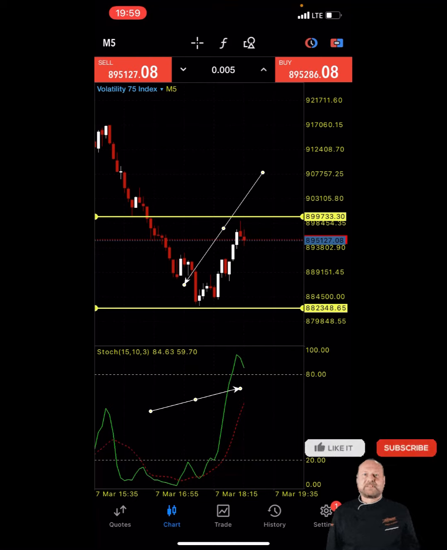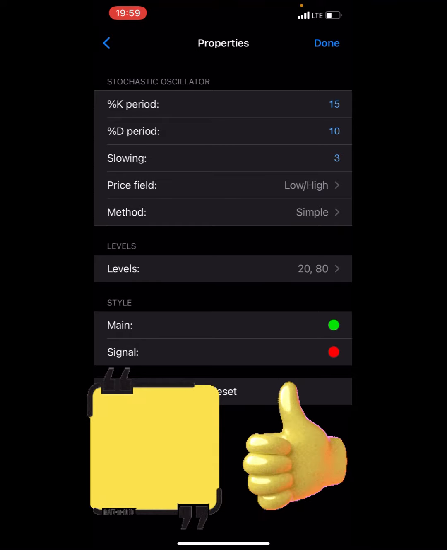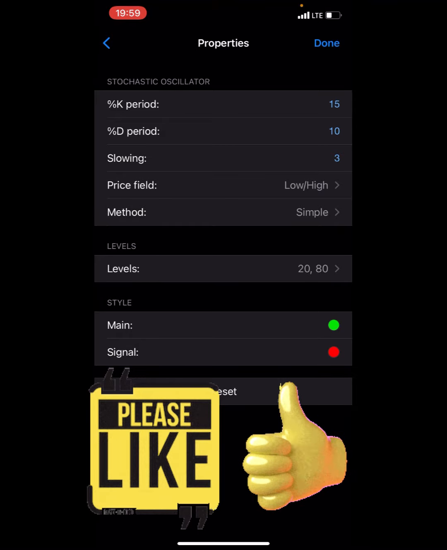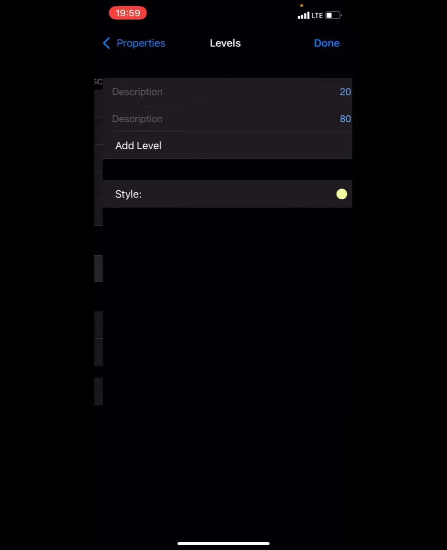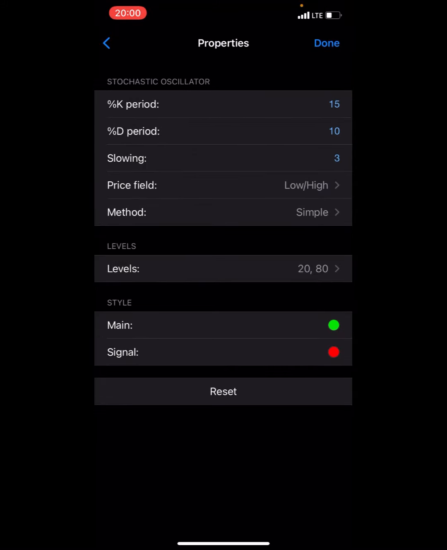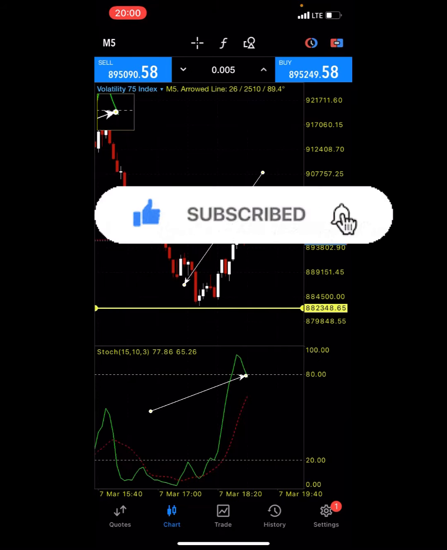Then for the indicator settings, you have the stochastic oscillator with K period 15, D period 10, slowing 3, price field low/high, method simple, and for levels you just have 20 and 80. Then your main and signal are green and red in color, and then you click done, and that's all you have for your indicators.